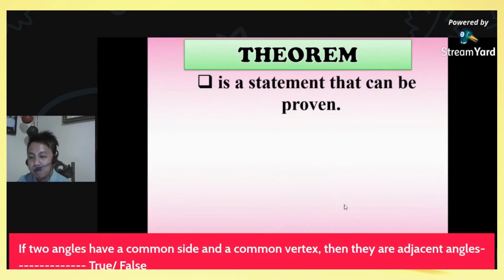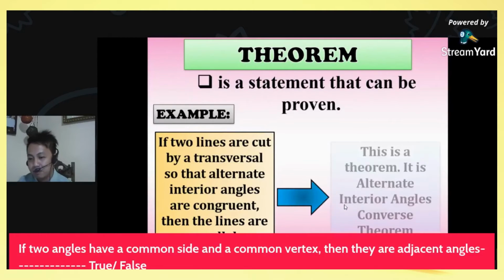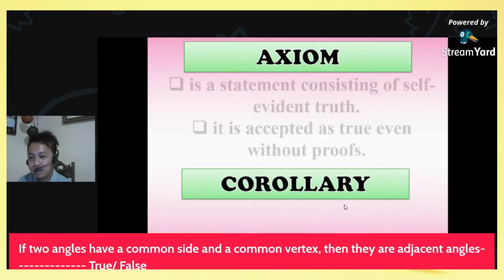A theorem is a statement that can be proven. Example: if two lines are cut by a transversal so that alternate interior angles are congruent, then the lines are parallel. This is a theorem, the alternate interior angles converse theorem. How about the difference between the axiom and the corollary?